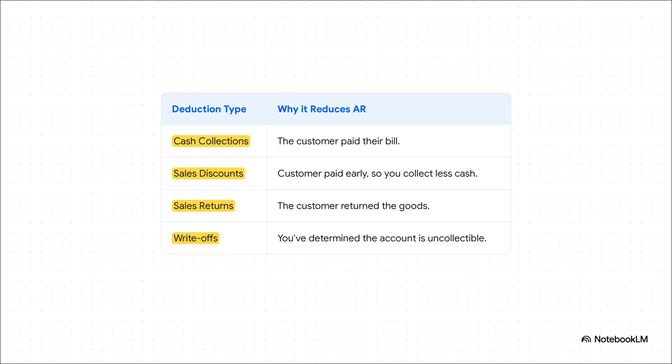You subtract cash collections because, well, the customer paid you. The debt's gone. You subtract sales discounts because the customer paid early, so you collected a little less cash. Then you've got sales returns. If they return the stuff, they obviously don't owe you for it anymore. And last, you subtract write-offs. That's you officially saying, all right, we're never getting this money. Every single one of these actions reduces what's owed.